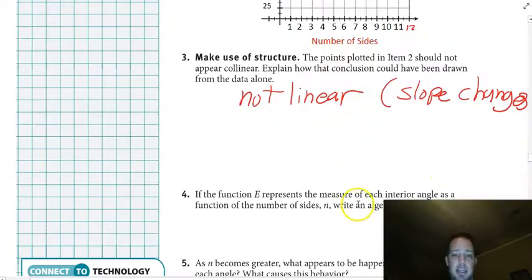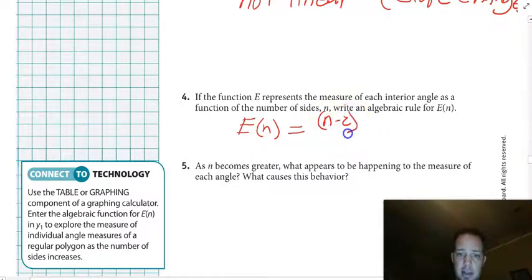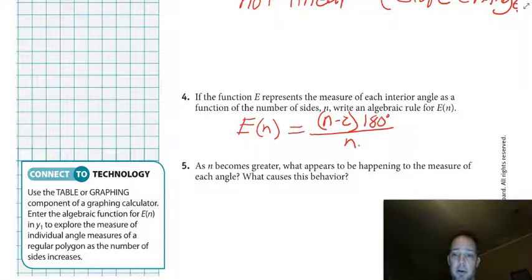Let's say the function e represents the measure of each interior angle as a function of the number of sides. Write a rule. Okay, so we already did this on the chart that we made. We know that we could just plug in the number of sides, n minus 2, basically find the sum of the interior angles using this formula and then divide by n. So this equation right here would represent the graph that we came up with as long as you pick a polygon, so a whole number greater than 3.